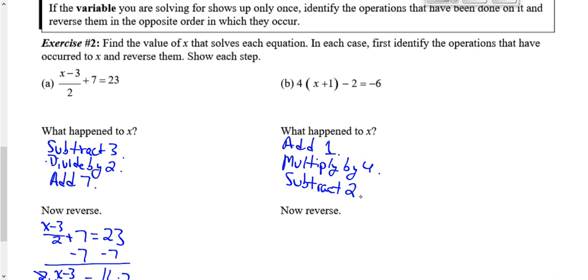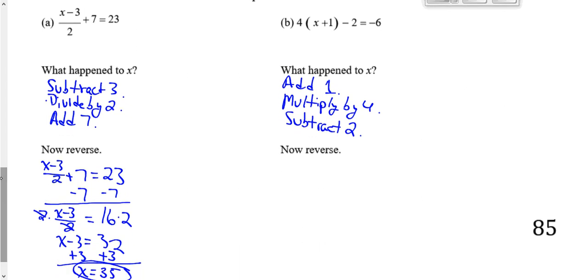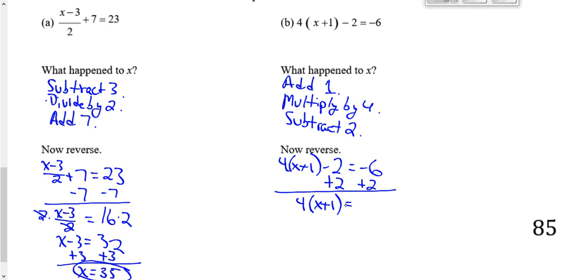All right, so we're going to solve it by working this backwards. So 4 times x plus 1, minus 2 equals negative 6. So now we add 2 to both sides. All right, so we get 4 times x plus 1 equals what? Negative 4. You could distribute here and do it that way. That's one method, right? I think it's just easier to do what at this point? The opposite of multiply by 4 would be what? Divide by 4, both sides.